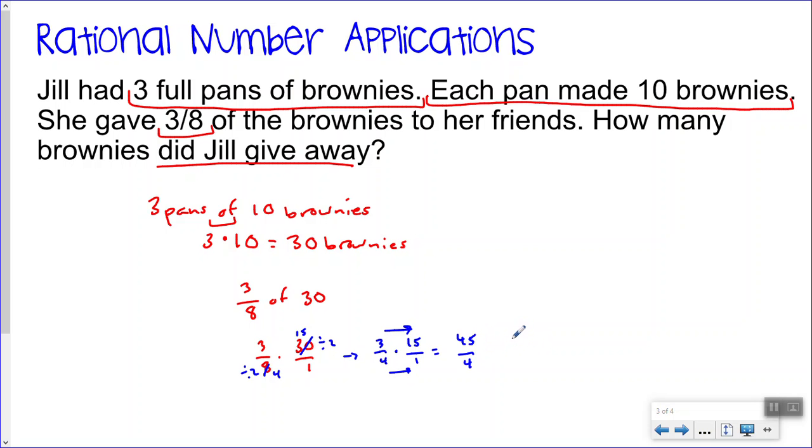Now, we want to write this as a mixed number. So we say, okay, how many 4s go into 45? Well, 4 times 11 equals 44. So I have 11 wholes, and then I have 1/4 left over. So she gave away 11 and 1/4 brownie. So she must have cut something into pieces for her friends. So that's the answer to our question, 11 and 1/4. Technically 45 over 4 is the same thing, it's the correct answer, but it's better to write it as the mixed number here.